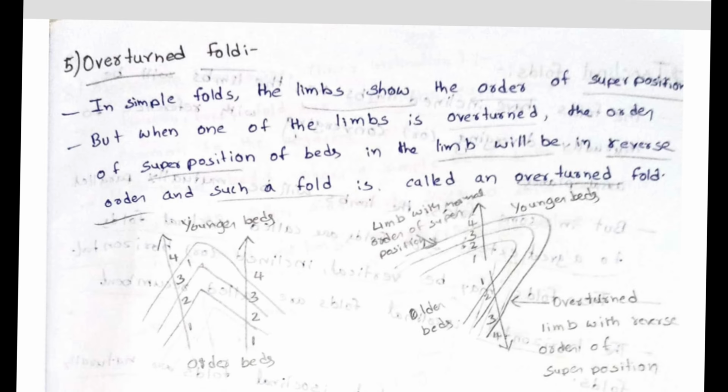And then overturned fold. In a simple fold, the limbs show the normal order of superposition, but when one of the limbs is overturned, the order of superposition of beds in that limb will be in reverse order, like this, and such a fold is called an overturned fold.